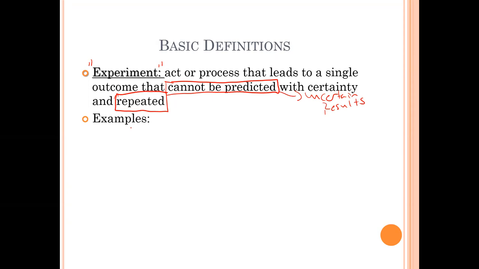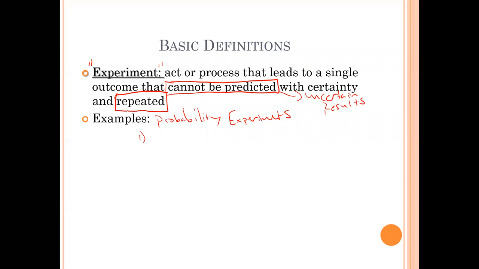So let's give some examples of probability experiments. Can anybody think of an example of something that has uncertain results, but you can repeat it? Yeah, exactly, right in the chat there. Yep, you guys got it. A coin toss. When I say uncertain results, that doesn't mean I don't know what I could get. When I flip a coin, the two outcomes I could get are heads or tails, but I don't know for sure what I'm gonna get, and it's definitely repeatable. I can pick the coin up and just toss it again.